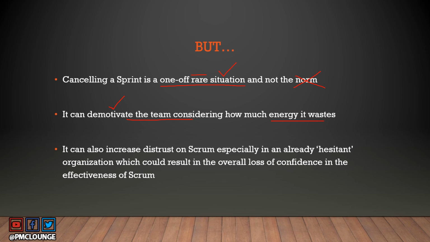Another thing that you should consider is how it is going to increase distrust in Scrum itself, especially in an already hesitant organization. If you work in an organization that has been following the traditional waterfall methods of delivering projects, and you are the one who has introduced Scrum, who has introduced Agile, and then you're canceling sprints left, right, and center, this is definitely going to increase distrust in the Scrum way of dealing with projects. And this could also result in an overall loss of confidence in the effectiveness of Scrum and Agile. So you should consider all these points. And like I said, canceling a sprint is a rare situation. It is your last resort.